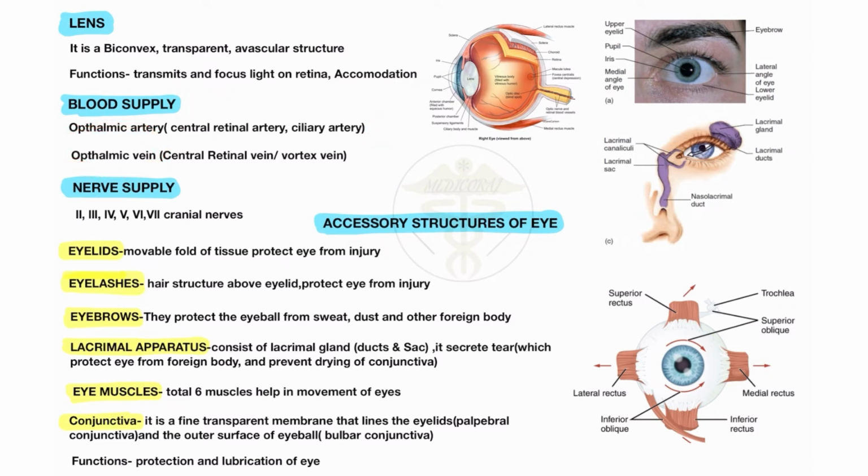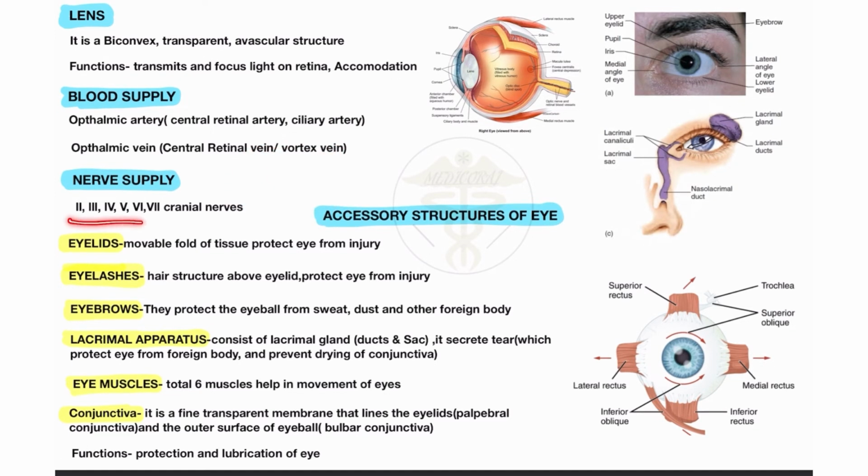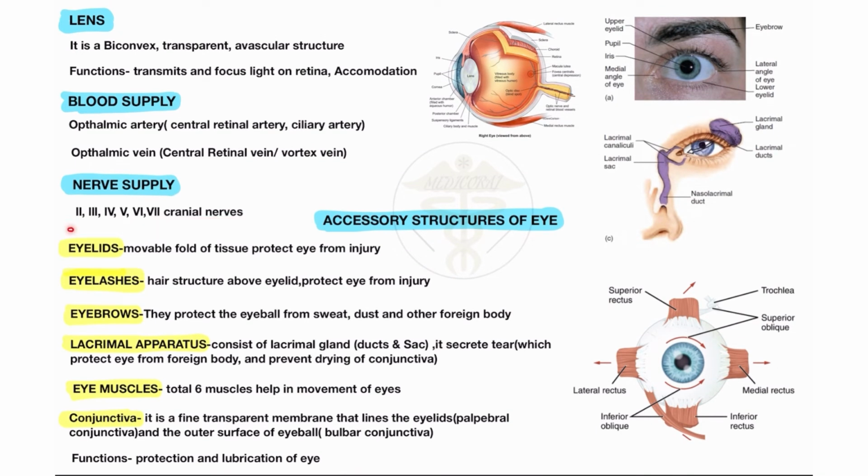What is the nerve supply of the eye? Like you all know, different cranial nerves supply the eyes. The trick is to run from second to seventh: most of the second to seventh nerves supply the eyes. So the second, third, fourth, fifth, sixth and seventh cranial nerves supply the different parts of the eyes. So please learn the nerve supply of the eyes. This is the nerve supply of the eyes.